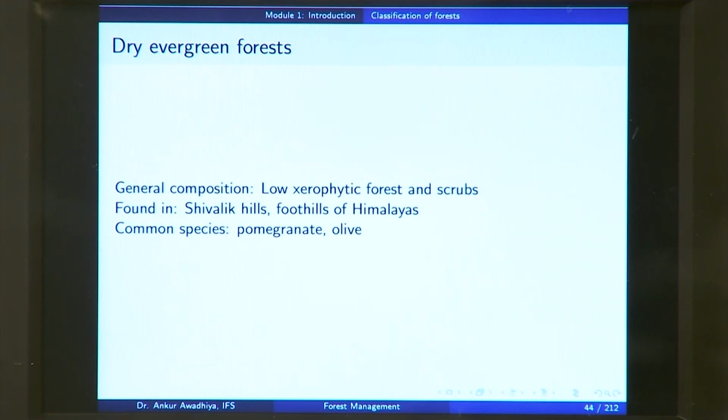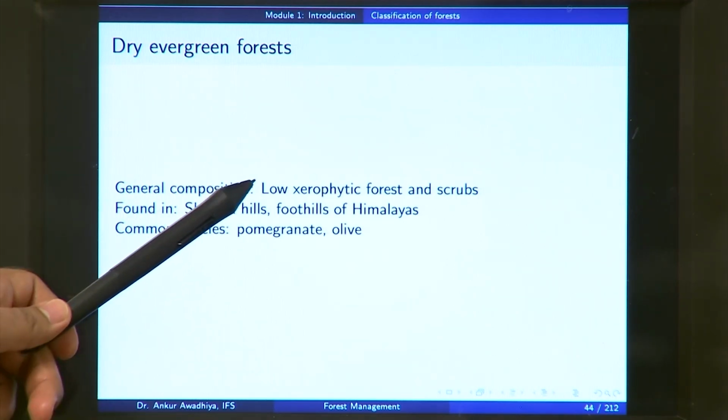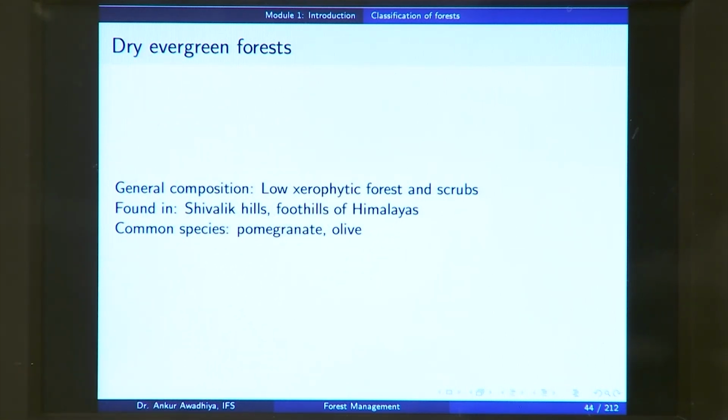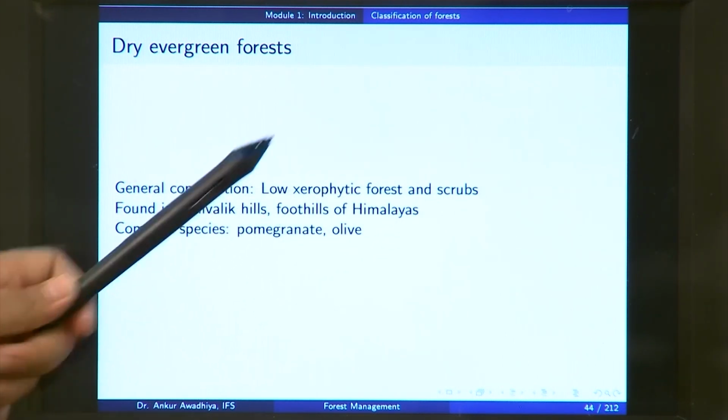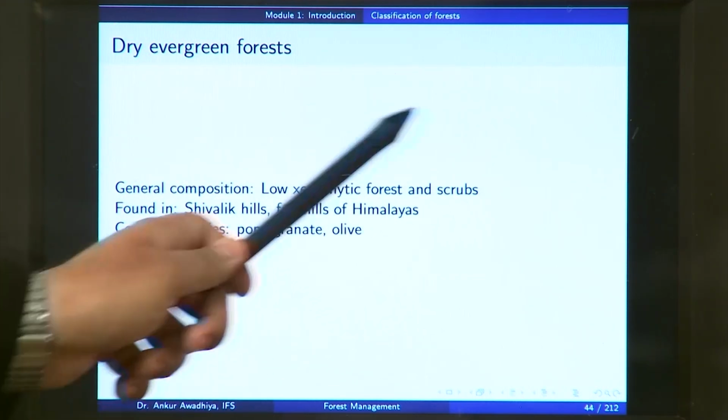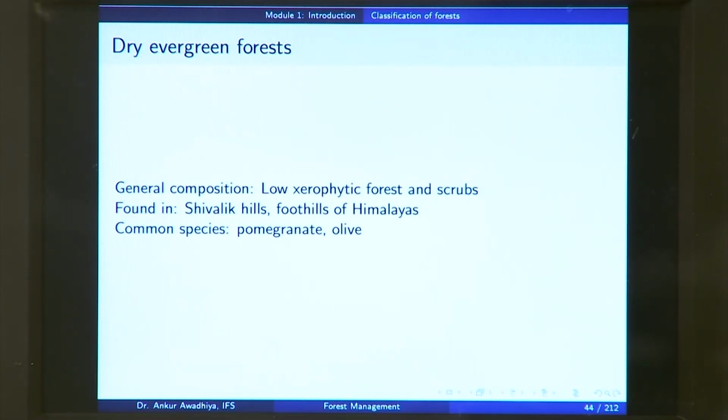Next, you have dry evergreen forest. Now, these forests are found in drier areas, they are evergreen because they do not shed their leaves in any season of the year, and these are found in the mountainous areas. The general composition includes low xerophytic forest and scrub. So, xerophyte again is a vegetation that grows in dry areas. This is dry evergreen, so xerophytic forest. Low forest, the height is less. These are evergreen because mostly you have scrubs in this area, and these are found in Shivalik hills and the foothills of Himalayas. The common species include pomegranate and olives.